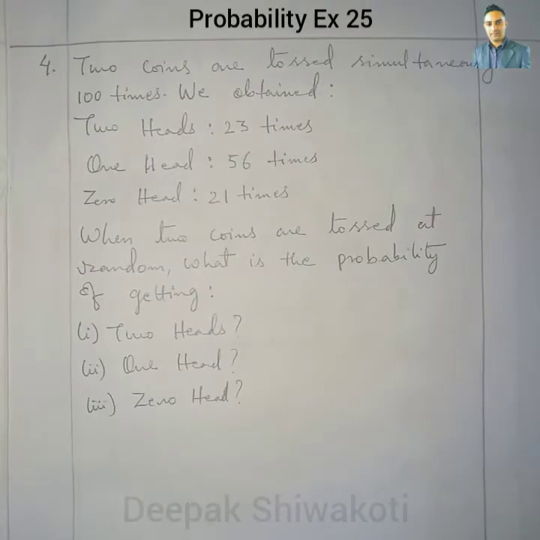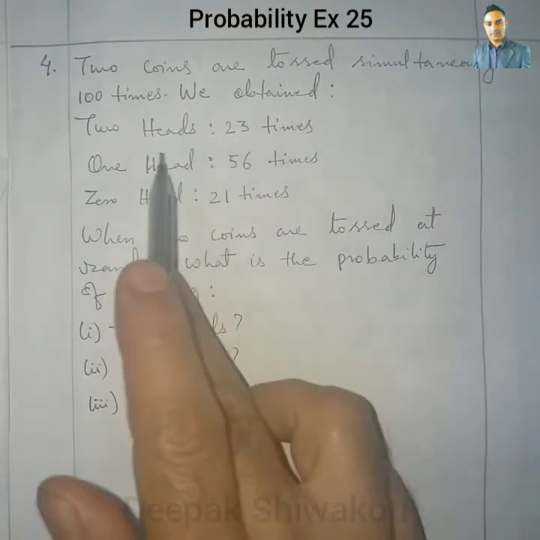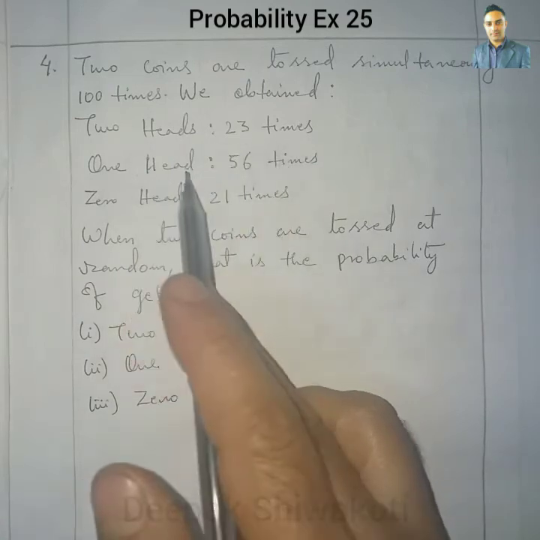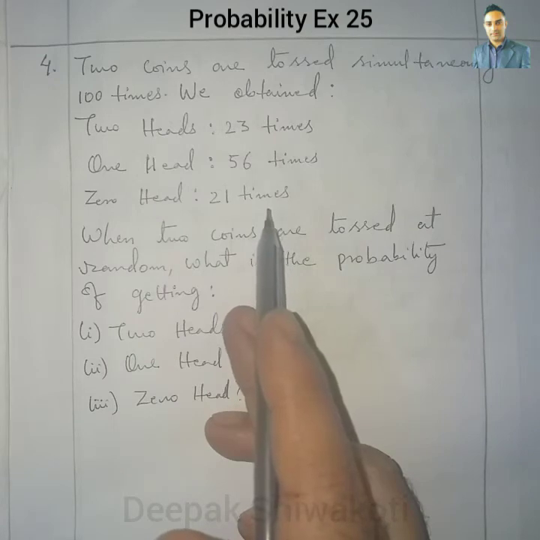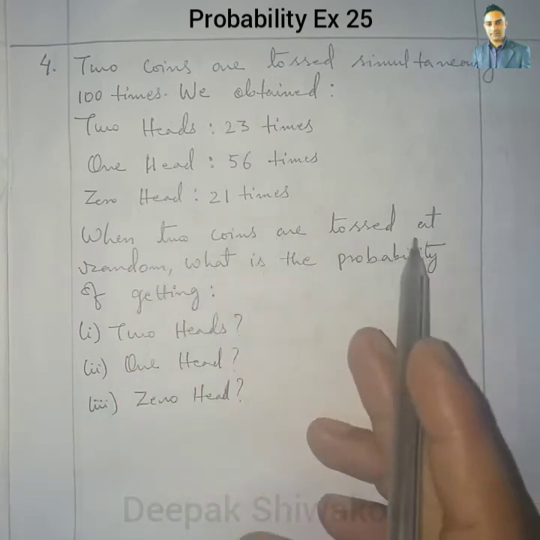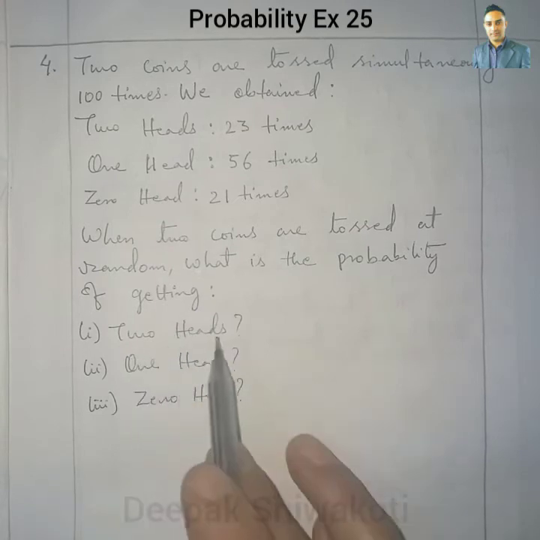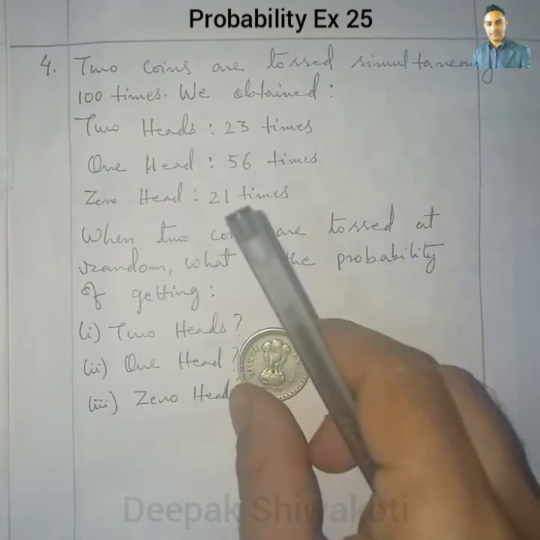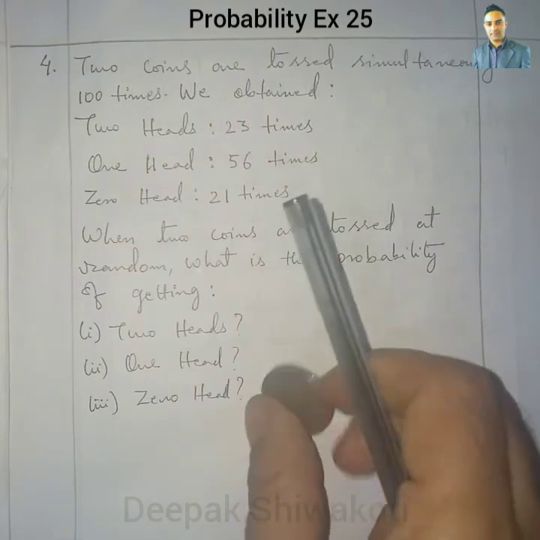Question number 4. 2 coins are tossed simultaneously 100 times. We obtain 2 heads 23 times, 1 head 56 times, 0 head 21 times. When 2 coins are tossed at random, what is the probability of getting number 1, 2 heads, number 2, 1 head, number 3, 0 head? So here head is this one. This is the head and this is the tail of a coin.